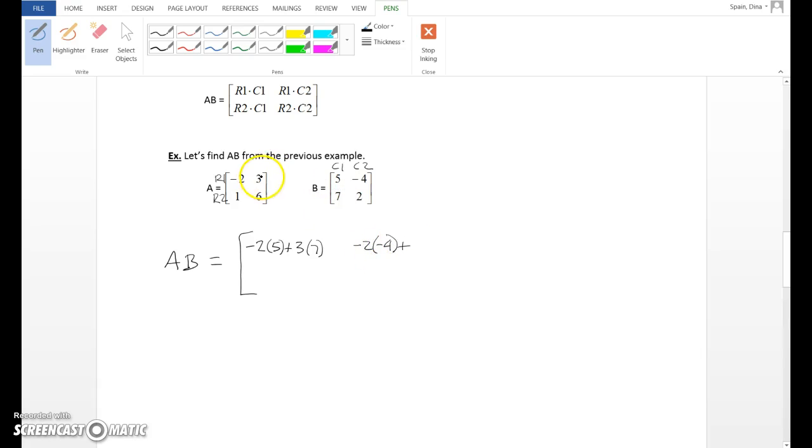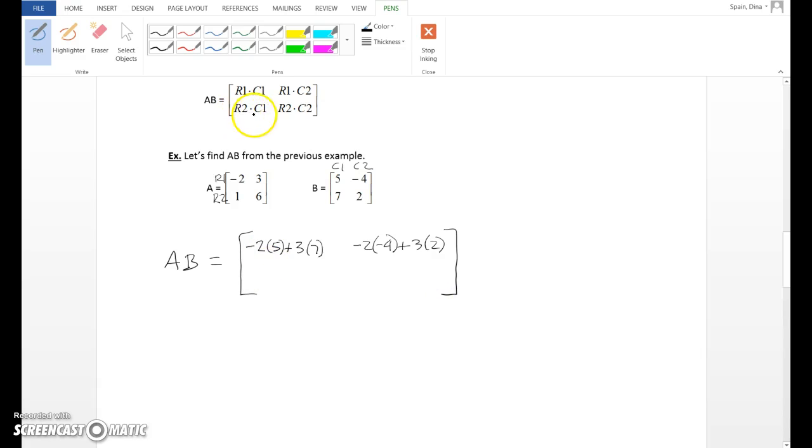And we're going to add that to 3 times 2. We just did, we went across row 1 and down column 2. Okay, multiplying those, the first one here times the first one there, second one there times the second one down there.